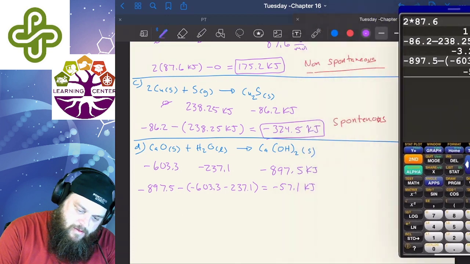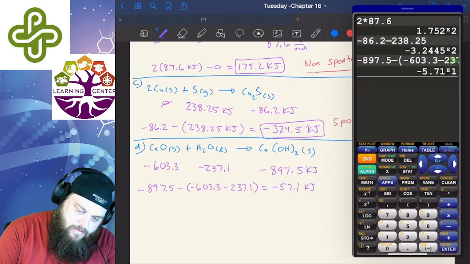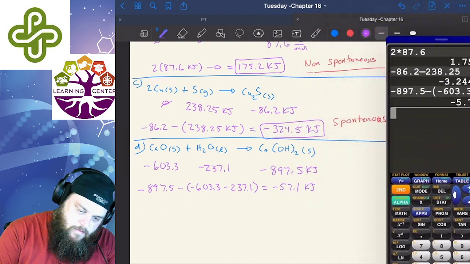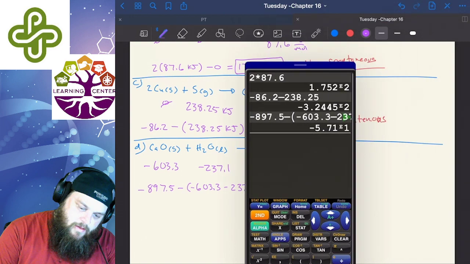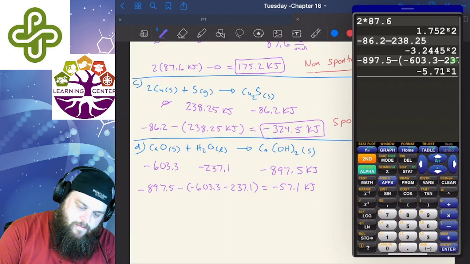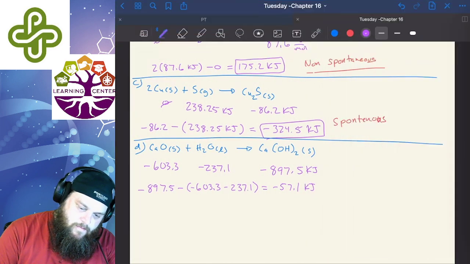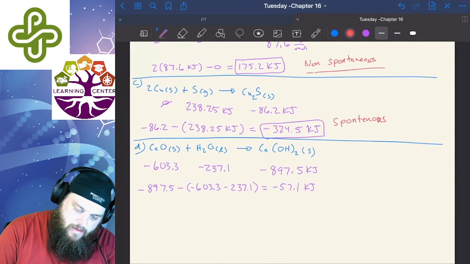My finger doesn't want to grab it. Slide it away. My calculator is possessed. There it goes. Okay. Hopefully it comes back later.